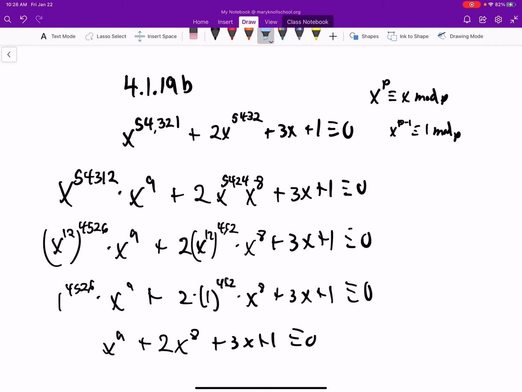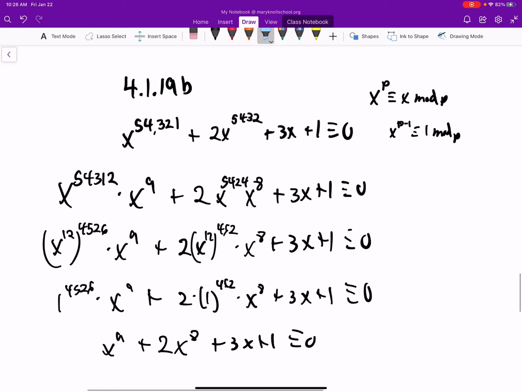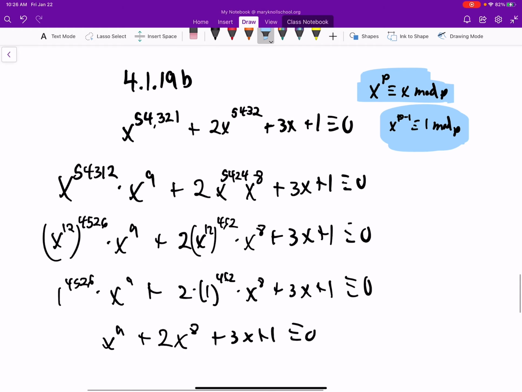Okay, 4.1.19b. The best way to solve this is through Fermat's little theorem, but this version right here. If you use this version, it'll take many iterations to solve. So what you want desperately is to have an x to the 12th here, because that'll be 1. So all this cancels out to 1. And that's just an initial way to reduce the equation down to something more manageable.